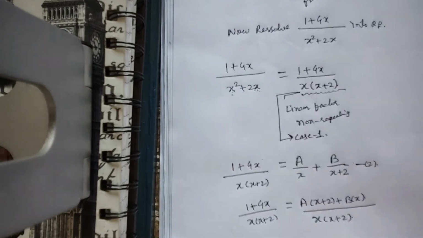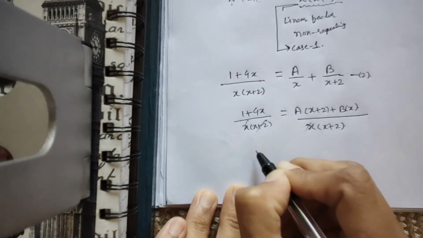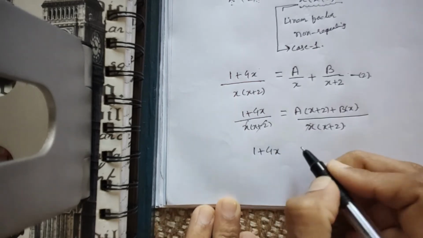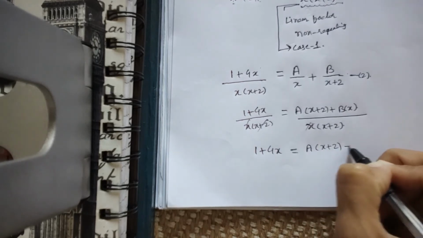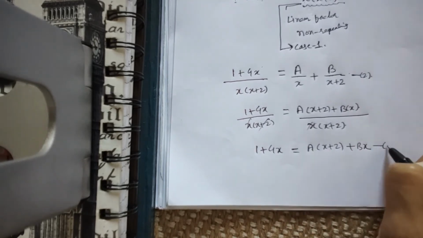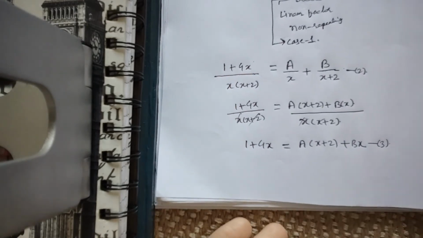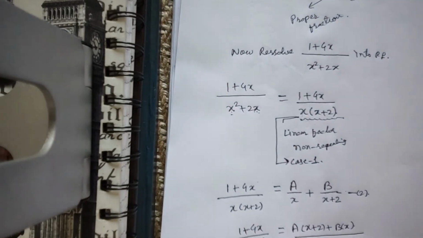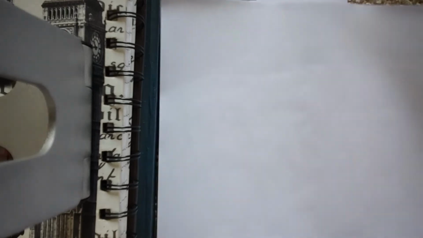This gets cancelled. 1 + 4x = a(x + 2) + bx. This is my equation 3 now. Now one by one I need to find these constants by using equation 3. This is not a difficult part for you, you know this procedure. So let's find the first one.